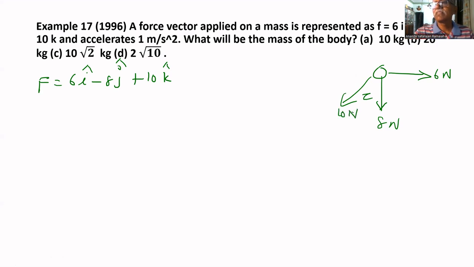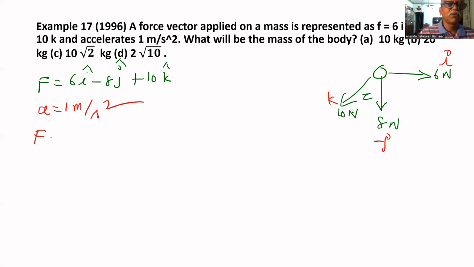The resultant of this is the total force applied on the mass. This is the meaning. This is I direction, this is J direction, this is K direction, and minus J direction is applied. A force vector applied on the mass is represented as F and accelerates it at 1 meter per second square. What will be the mass of the body?